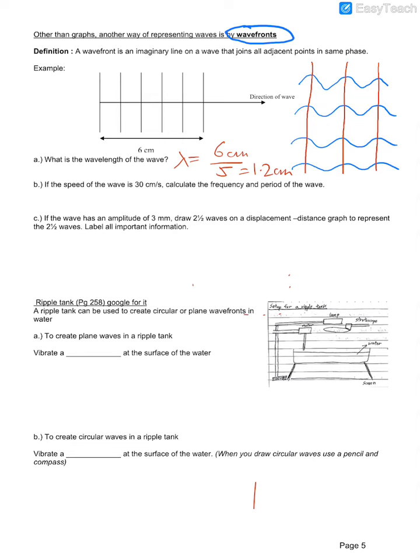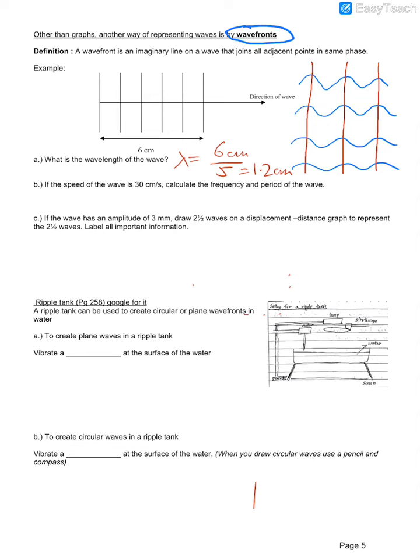Okay, a displacement distance graph. So draw a displacement distance graph. Label axis: displacement, distance. When you do this, don't forget to label the axis units. Over here is mm, and the one below is cm.